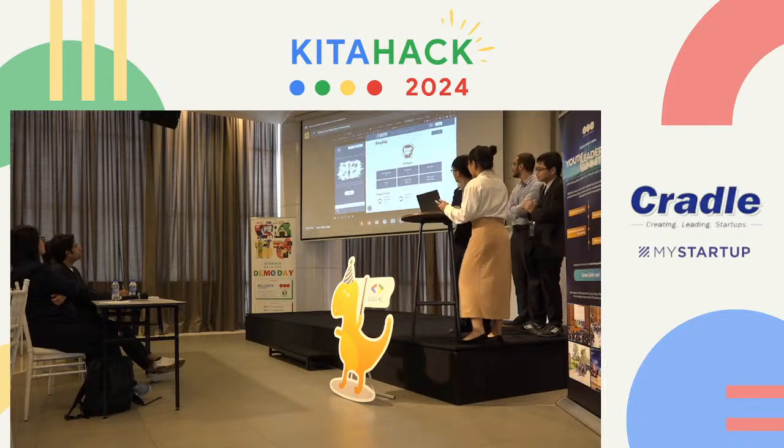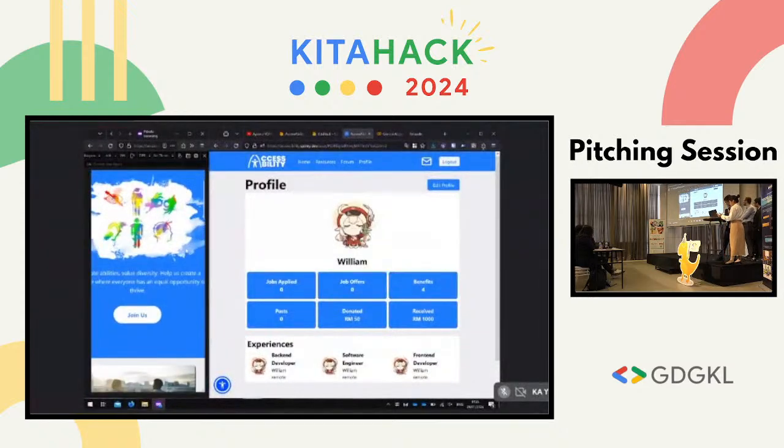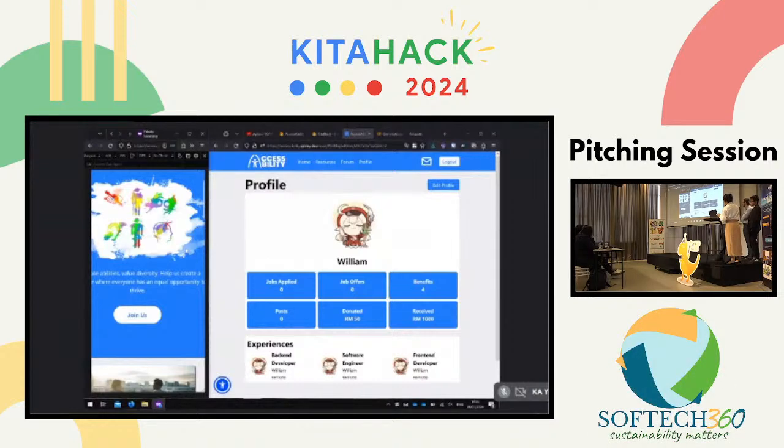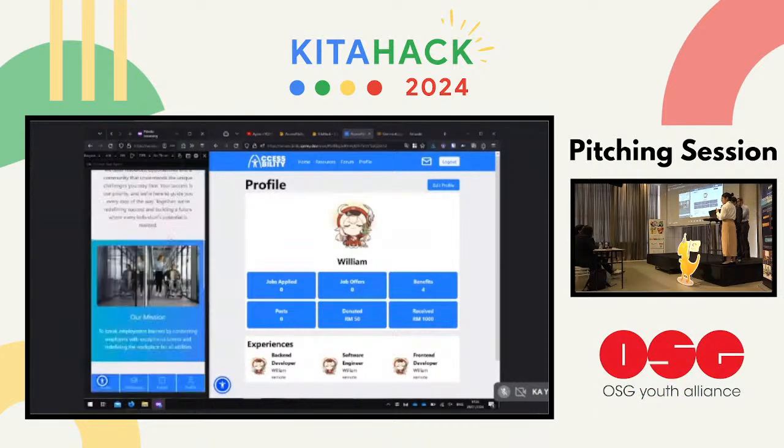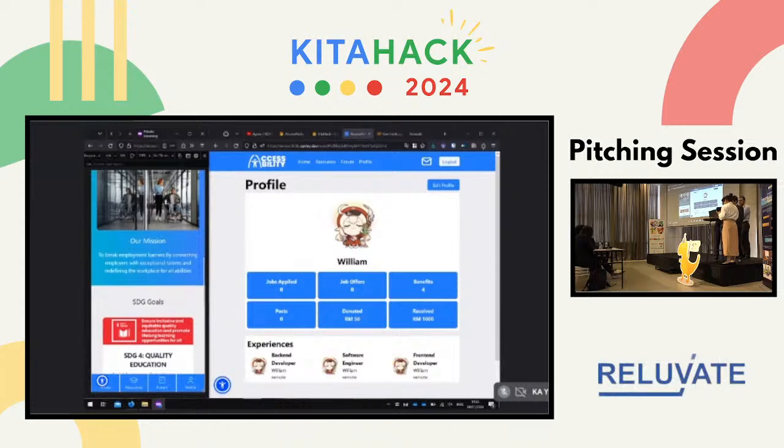As you can see, it's actually responsive for both mobile and web. On the left, we have the landing page, which just shows our mission and the SDG goals. And on the right is the view for, because it's an end-to-end solution, one UI for the user and one for the employer to post the job. So on the left is for the user, and on the right is the business account, which is for the employers.